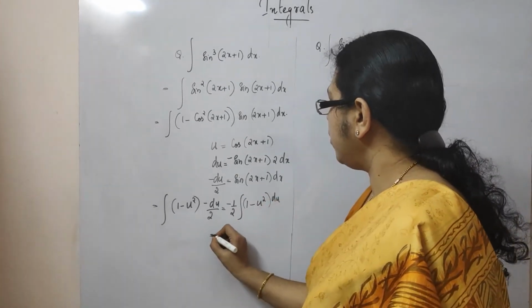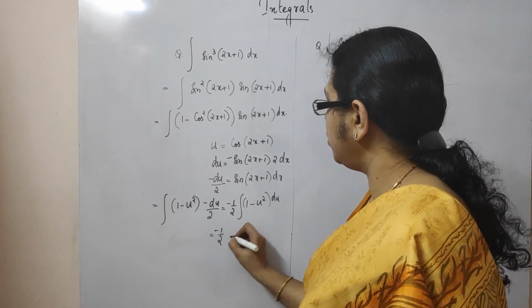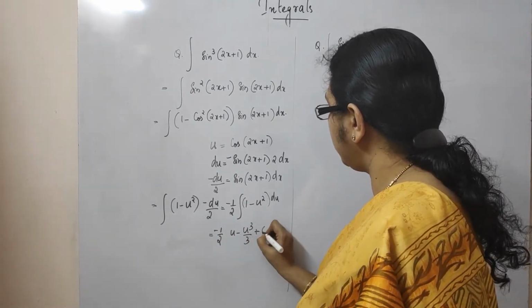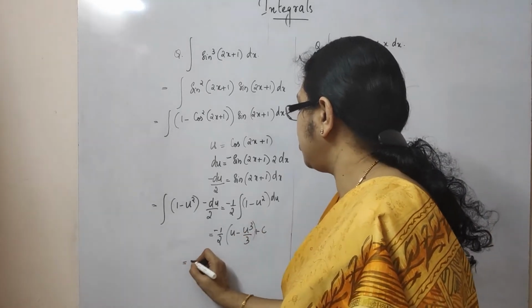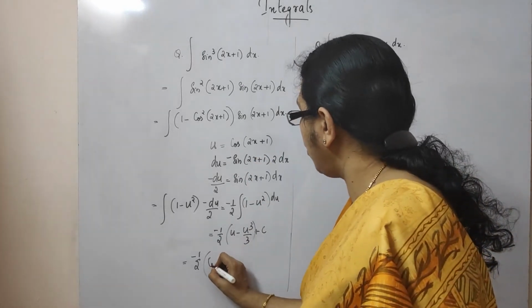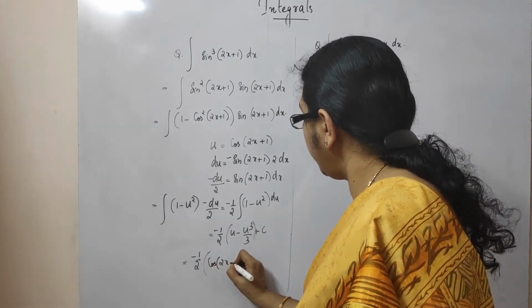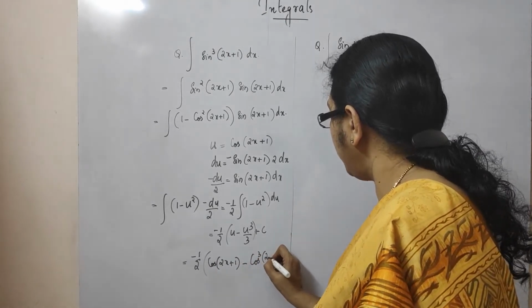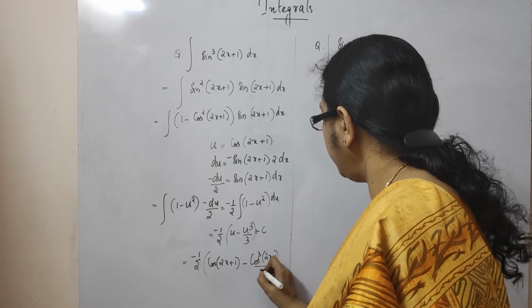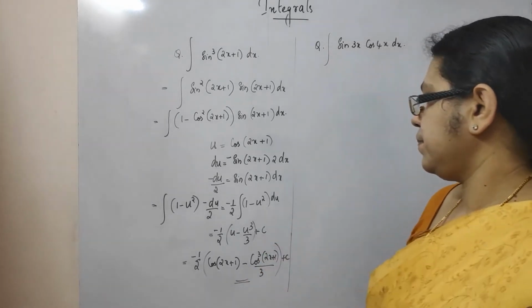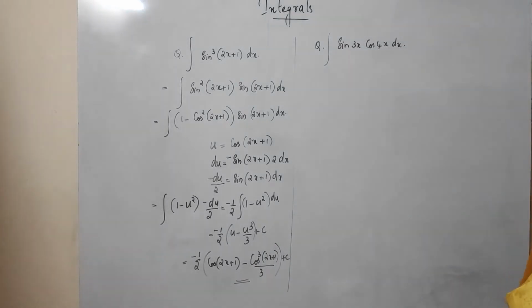Now what is the integral of this? That is minus 1 by 2 into u minus u cube by 3 plus c. Now I substitute for u, that is cos of 2x plus 1 minus cos cube of 2x plus 1 by 3 plus c. So this is the answer. I hope this is clear to you.